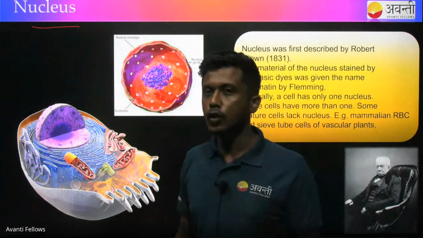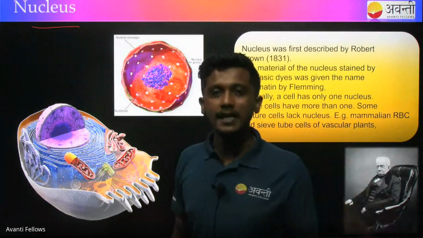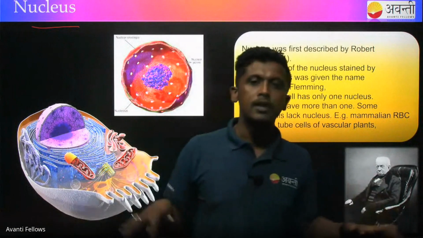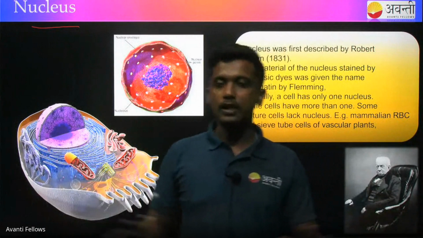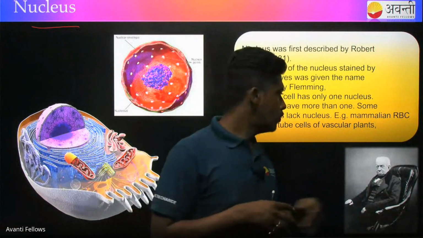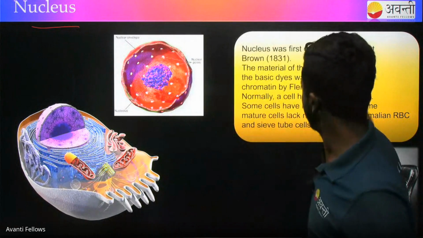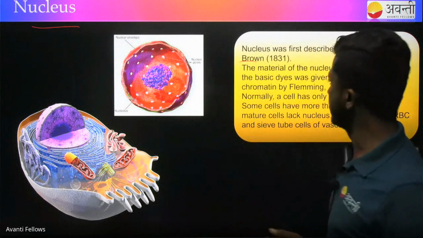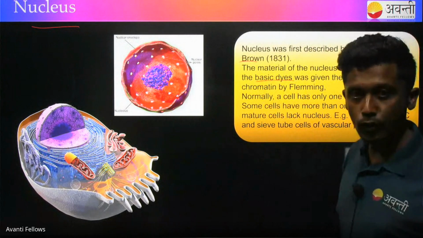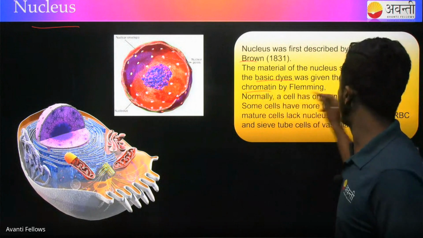The nucleus is visible basically when the cell is in a non-dividing state. When the cell is non-dividing, the genetic material has no work, so it is quite free, and the nucleus is large and very visible. The nucleus was first described by Robert Brown, and then several basic stains were used to stain the nucleus. Now we use eosin, and chromatin was named by Fleming.